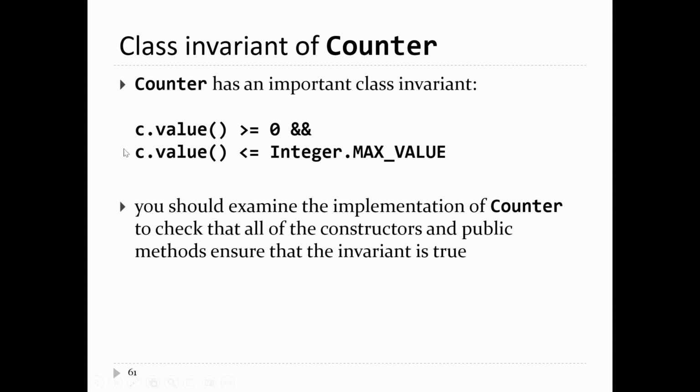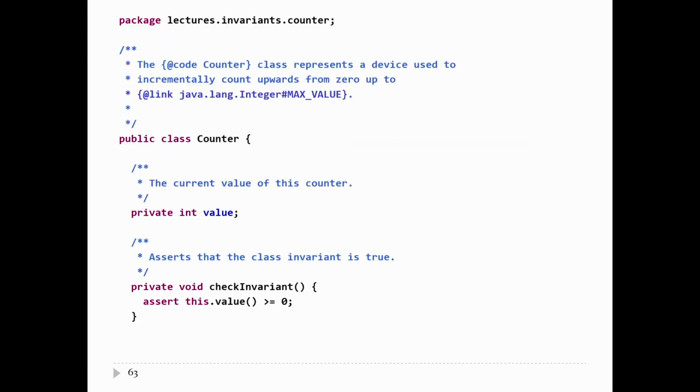So that's the class invariant for the counter class. Now every constructor has to make sure that those two conditions are true once the constructor finishes running. Every public method has to ensure that those two conditions are true after the method finishes running. And so if you look at the counter class, let's look at it and see if those invariants are true.